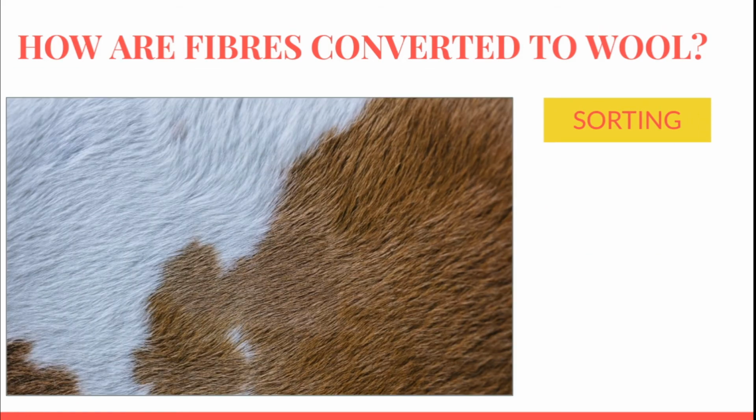Then once the fibers are washed thoroughly with the water and detergent, they are sorted according to the texture, because some hairs are soft, some are coarse, or some are thick and some are thin. So all the fibers are sorted into the separate bins, so that the soft fibers are used for making the sweaters or the shawls, and the coarse hairs are used for making the carpets and the mats.